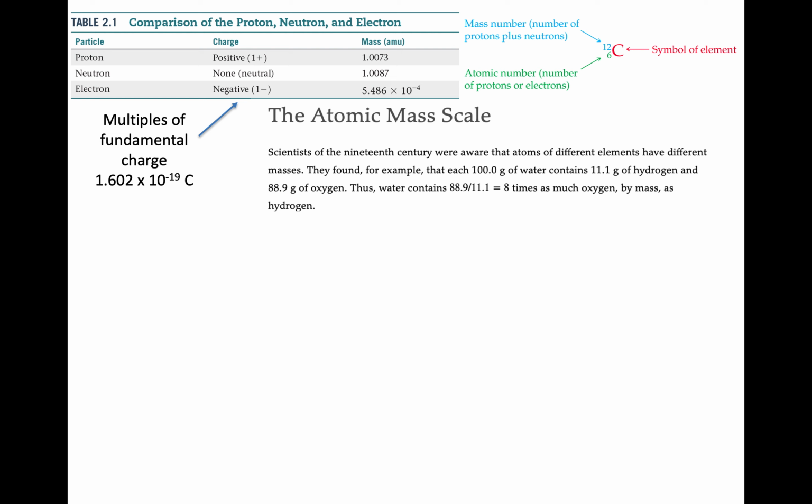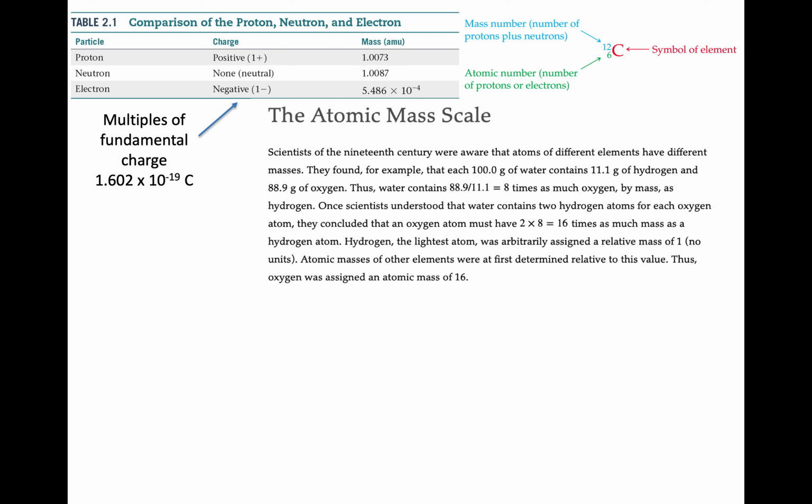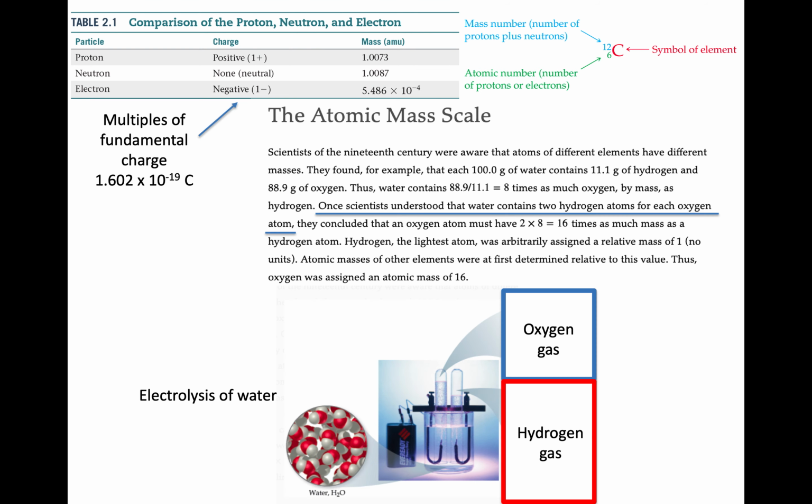So it points out that initially, scientists were able to determine the relative mass of one element compared to another. So if they were looking at 100 grams of water, they were able to find the proportion that was coming from hydrogen and the proportion that was coming from oxygen. It goes on to say that once scientists understood the formula for water, they would get greater insight into the relative mass for hydrogen and oxygen compared to each other.